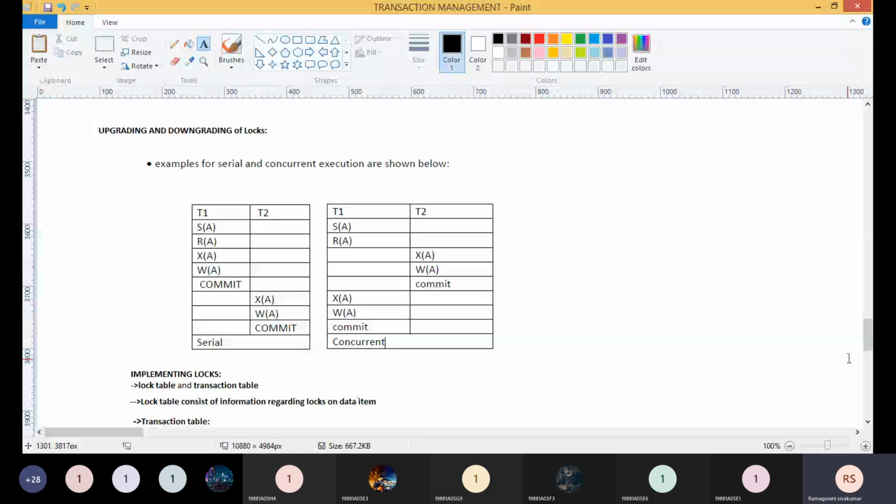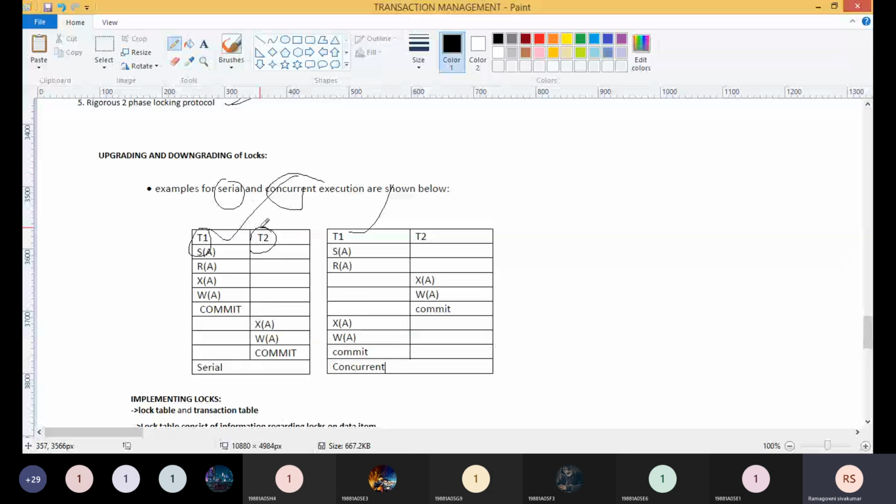Locking can be executed in serial or concurrent execution of transactions. See down here, the serial and concurrent execution diagram. We have two transactions, T1 and T2. This is the example for serial transaction, and this is the example for concurrent transaction. Serial transaction means what? If one transaction is completed, then we can go for the other transaction. If the first transaction is successfully completed, then only can we allow the second transaction.